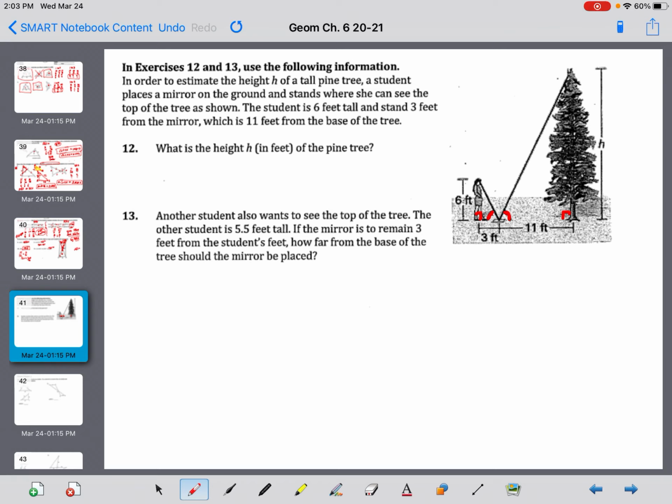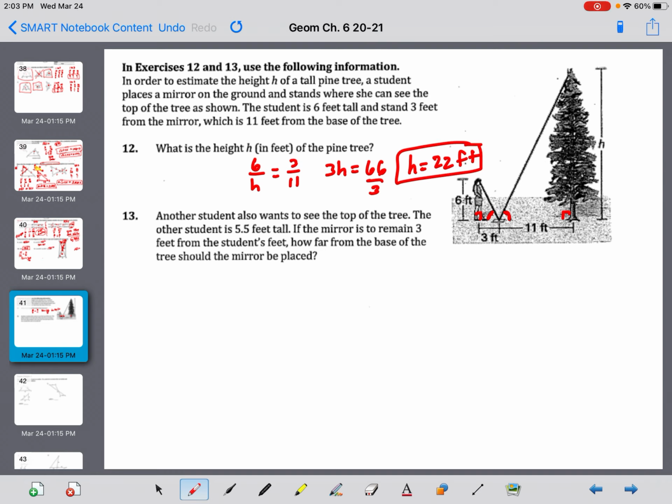So we're going to say 6 is to H. Your height is to the pine tree's height, as your distance away from mirror is to the tree's distance away from mirror. I always think these are shadow problems, but this is a distance away from mirror problem. So 3 times H, 6 times 11, and divide by 3. The height of the pine tree is 22 feet.